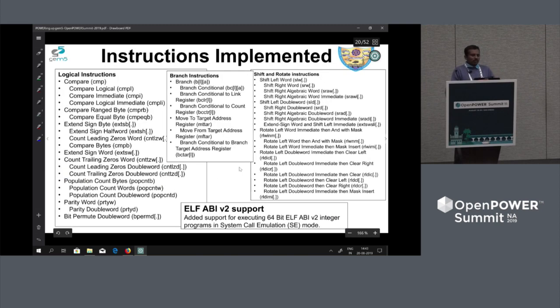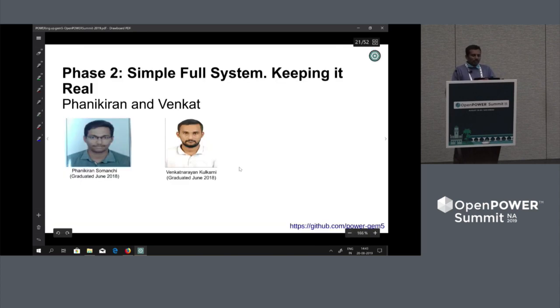So that was phase one. This itself took some amount of time. Once we'd done this much, we thought, okay, now there are a bunch of instructions that we can run. So we'll put together a full system and see what we can do with it.